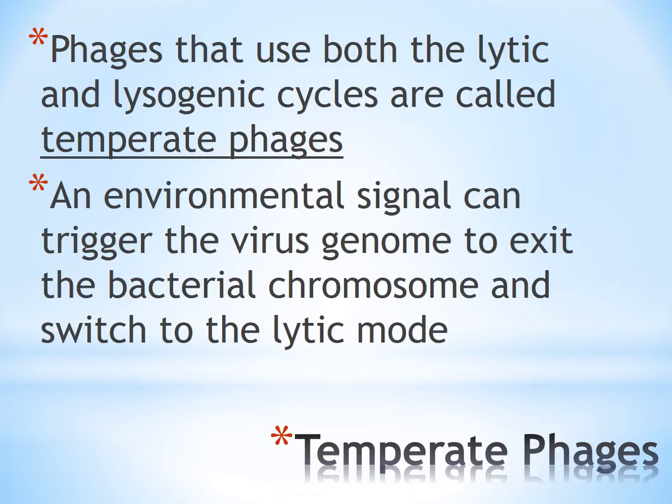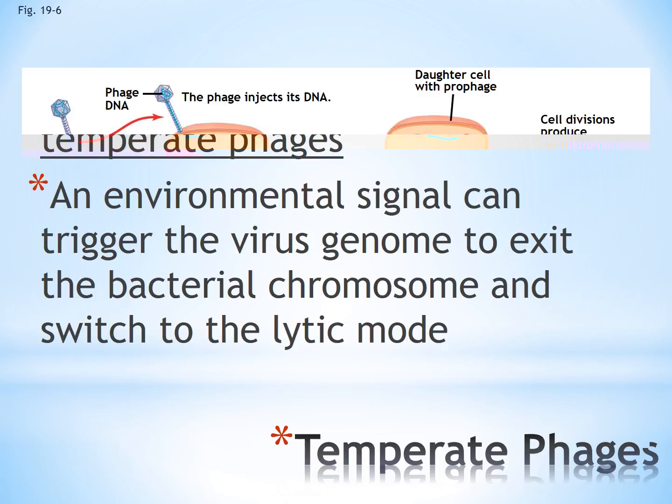And so what will happen is that the virus will insert itself into the host genome. So it actually will make its virus genome part of the host genome. And I'll show you a picture in a second. Unless there's some type of environmental signal which causes it to exit out of the host genome, and then it switches back into this lytic phase. And so you kind of see that the cells go back and forth between these two processes.